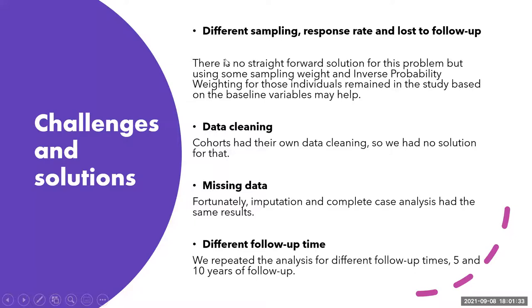There was different sampling, different response rates, and different loss to follow-up in different cohort studies. Although there is no straightforward solution for these problems, some statistical methods like using sampling weights and inverse probability weighting for those individuals remaining in the study based on the baseline variables could help us to address this problem. So we did these statistical methods, and fortunately, the results didn't change, and the difference was ignorable, and we could trust our statistical analysis, and we could see that loss to follow-up or different response rates didn't change our results.